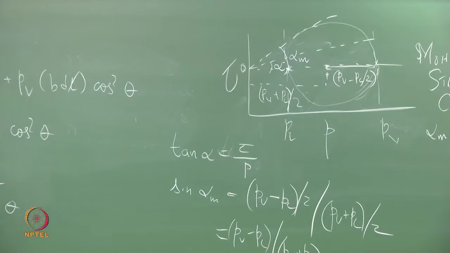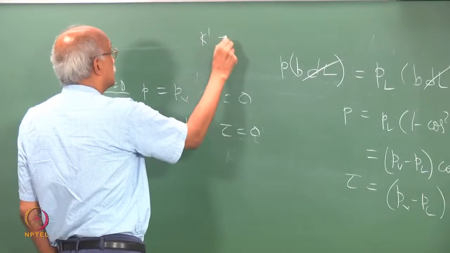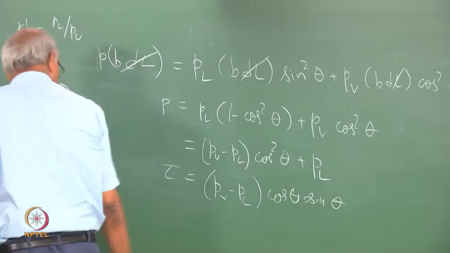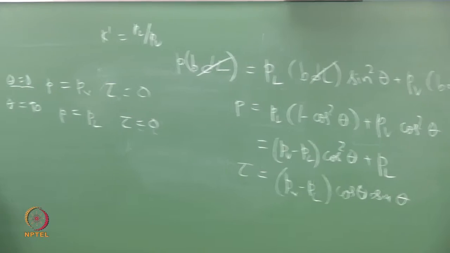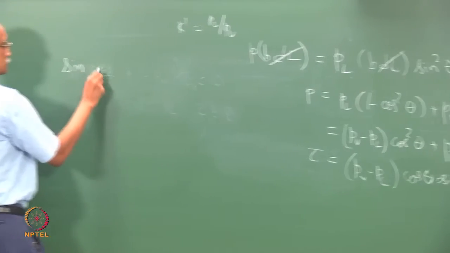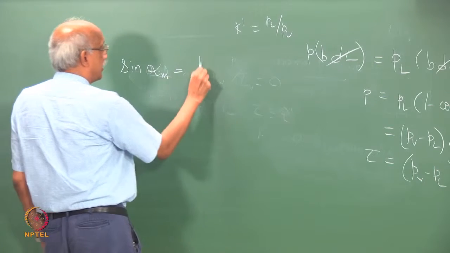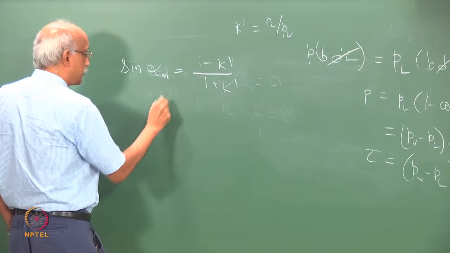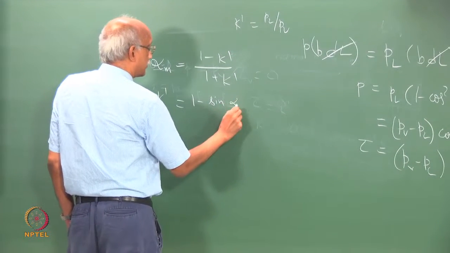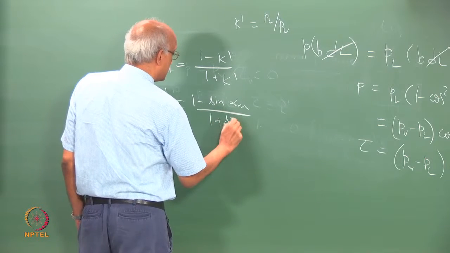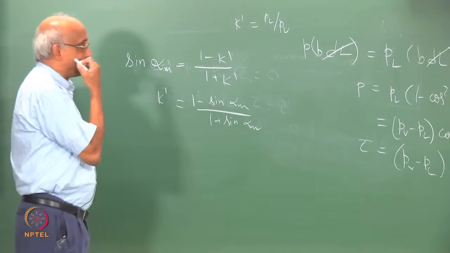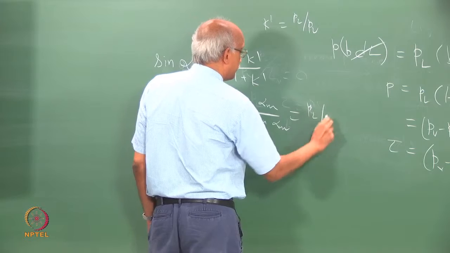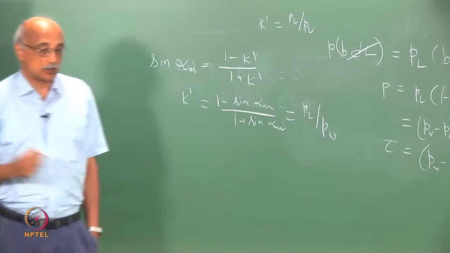Or in terms of, if you remember, we had defined K prime as PL over PV. So, you can write sine alpha m as 1 minus K prime over 1 plus K prime, or you can write K prime as 1 minus sine alpha m over 1 plus sine alpha m, which is equal to PL over PV. So, that is an important relationship in itself.